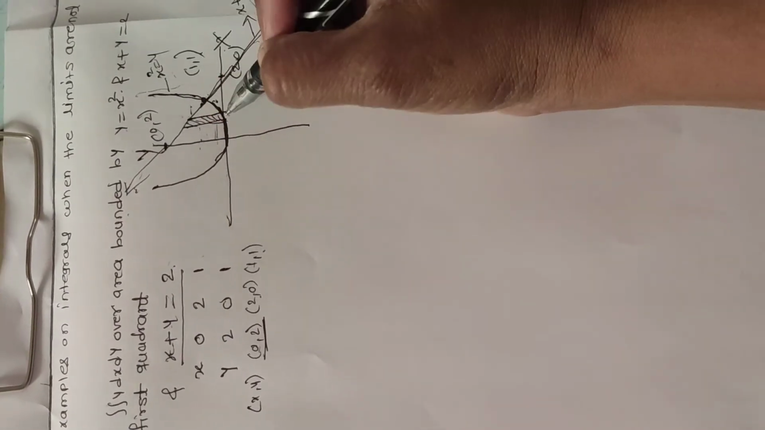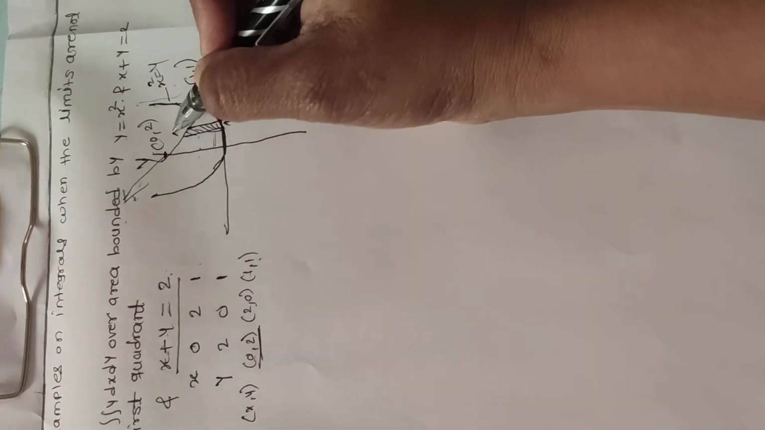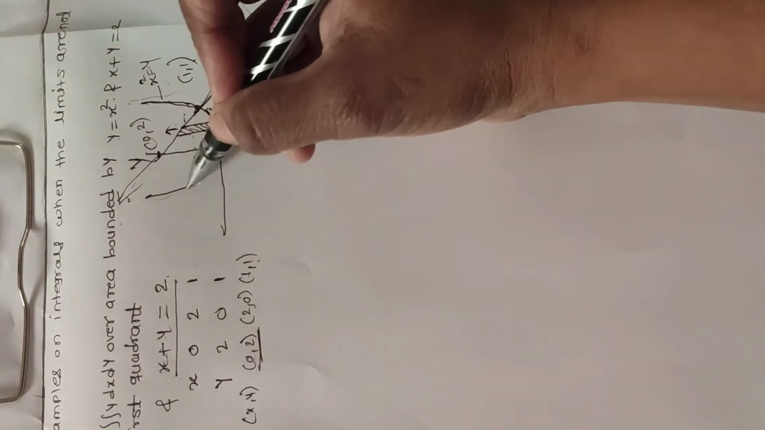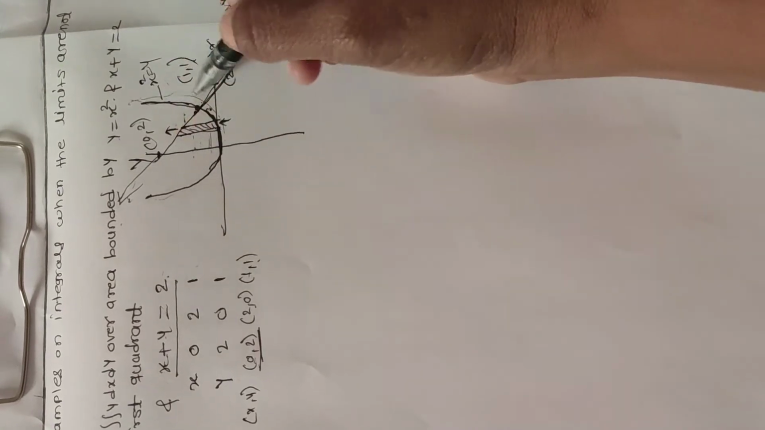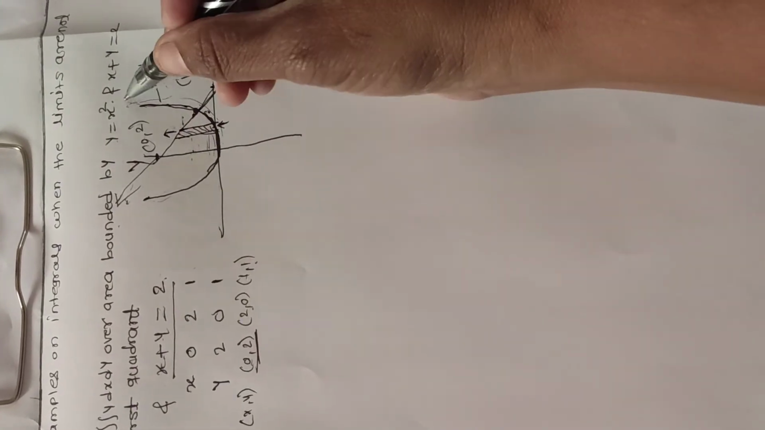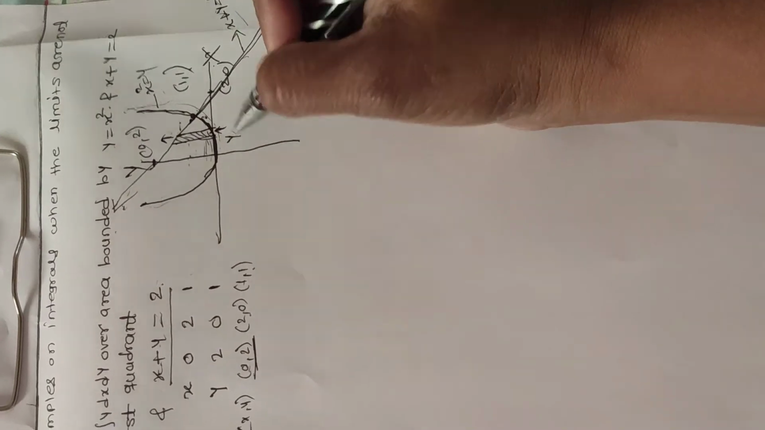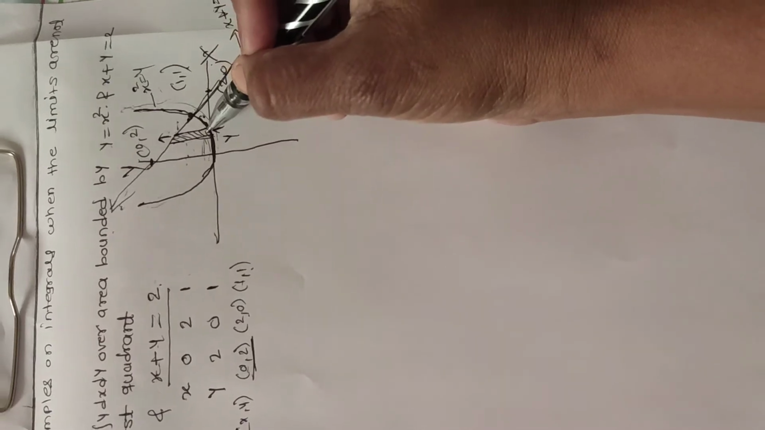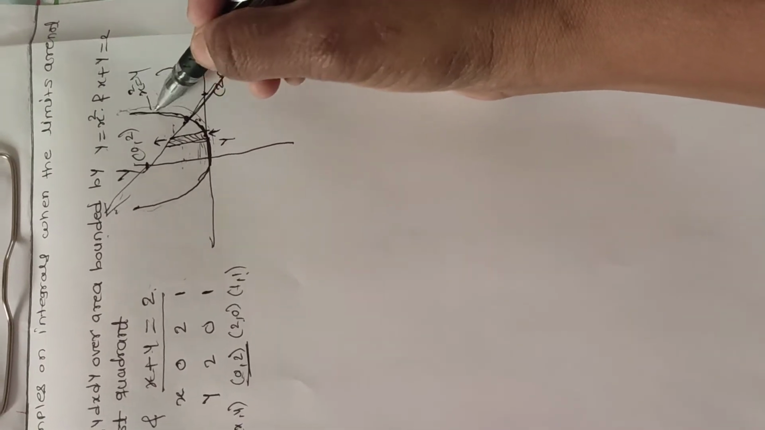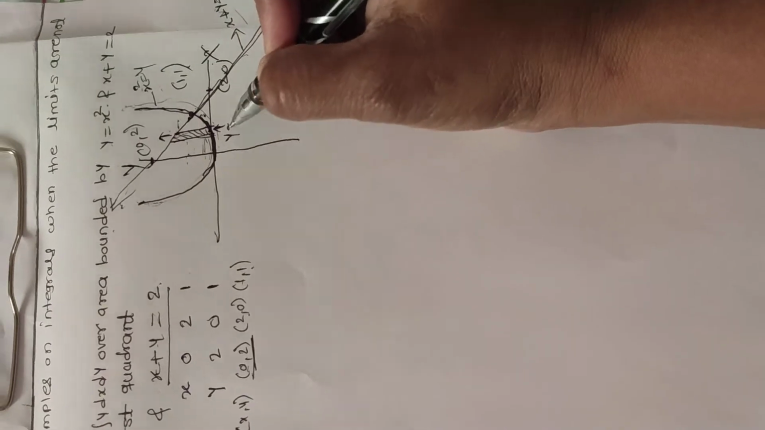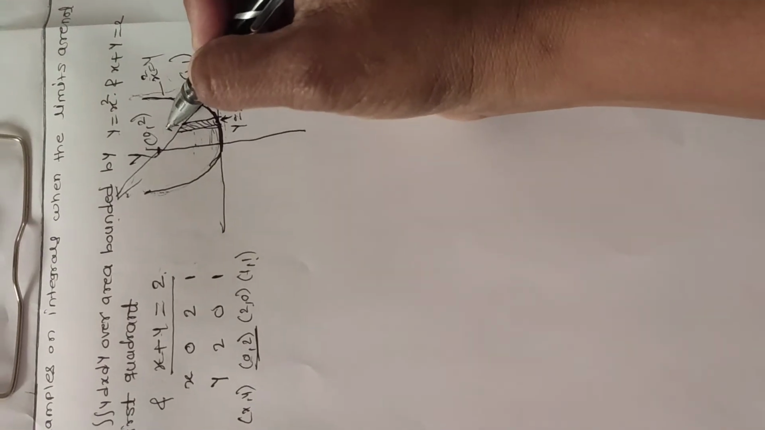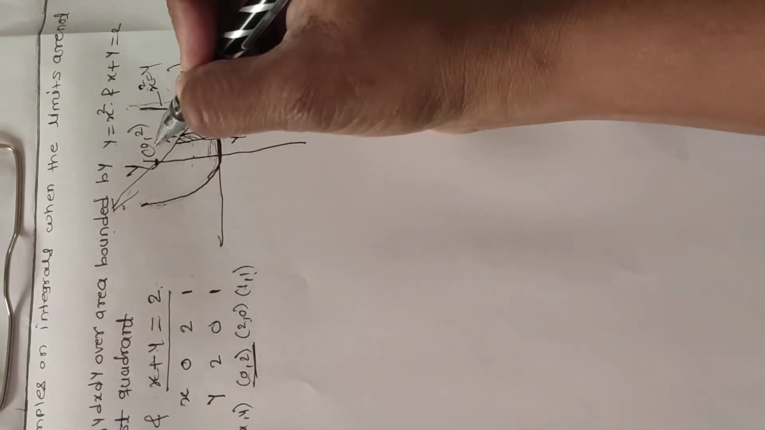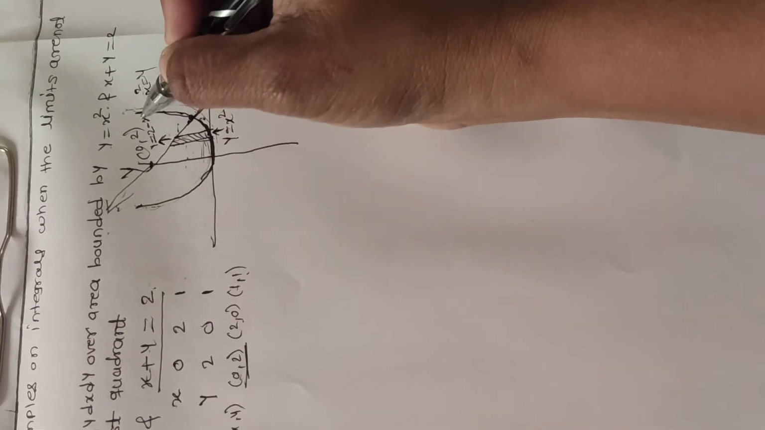So this is the starting point and this is the ending point of the strip. The starting point lies on the curve x square equal to y, and since the strip is parallel to the y-axis, we find the limit of y in variable form. So this point lies on the curve x square equal to y, so y equal to x square. And the ending point lies on the line x plus y equal to 2, so y equals 2 minus x. So these are the limit points of y.